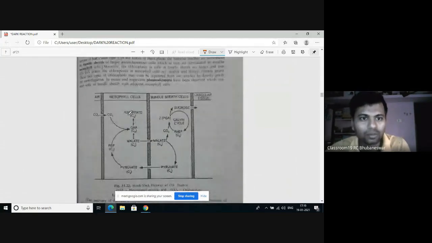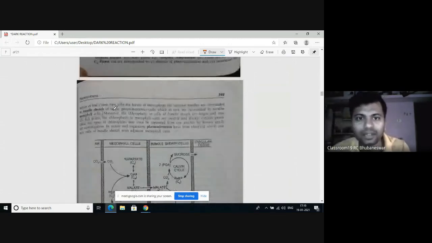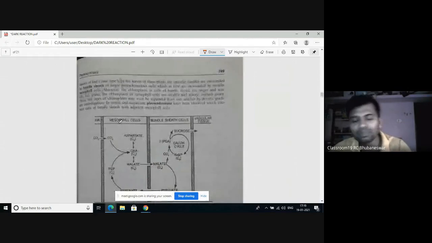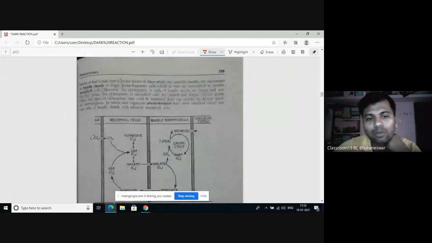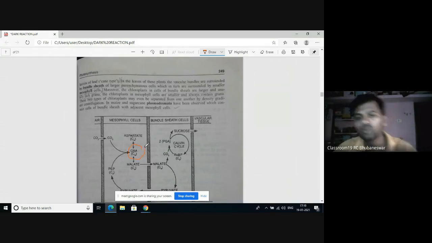Look at, in case of the C4 pathway, what happened? Those plants in which the C4 pathway operates have a special type of anatomy known as Kranz anatomy. Here, carbon dioxide is first accepted by phosphoenolpyruvate to form oxaloacetic acid. This oxaloacetic acid is a 4-carbon compound, and because of that, this pathway is known as the C4 pathway.